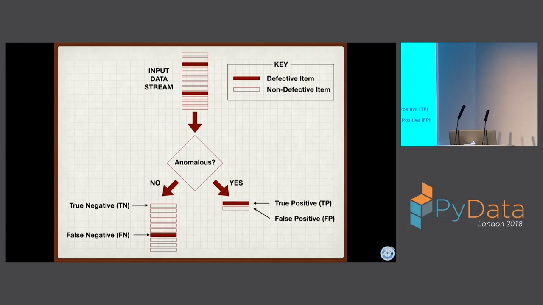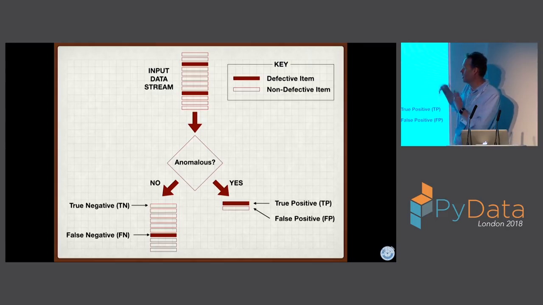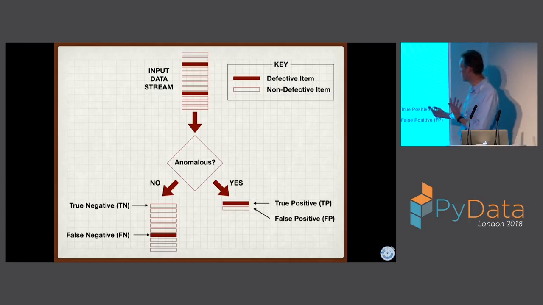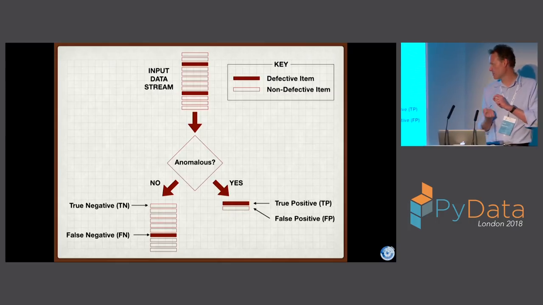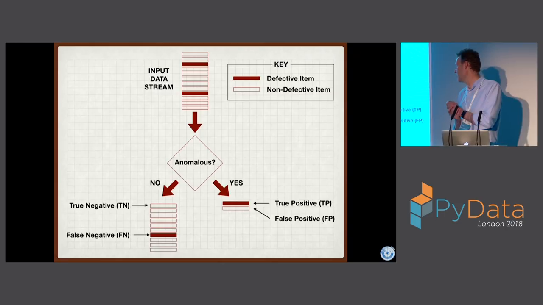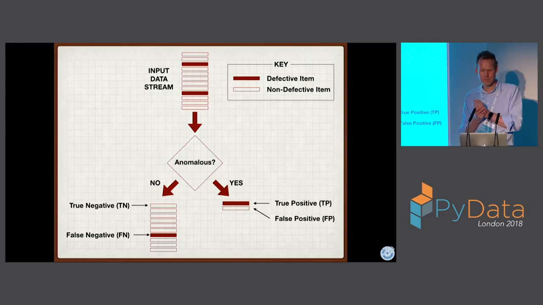And of course, in the standard terminology, we call the ones that get detected positives and the ones that don't get detected negatives. And so we have the concepts of true and false positives, with the true positives being the ones that we detect as being anomalous that are in fact defective in this case, the false positives being the ones that get detected but aren't in fact truly defective. The true negatives are the ones that aren't defective and don't get flagged by the system, and the false negatives are the ones that actually are defective but come out the wrong side of the detector.